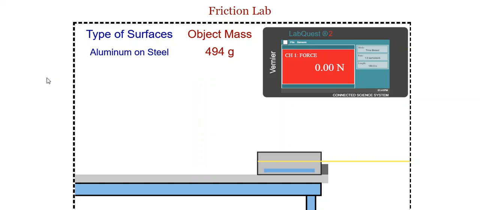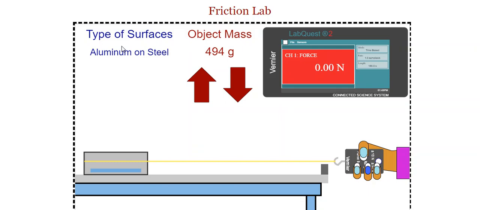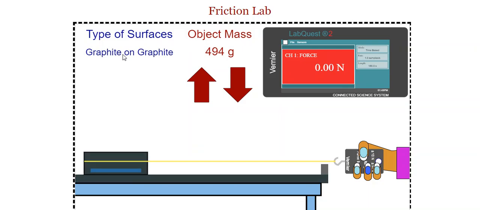Okay, students, I want to explain the simulation of lab number 3. In this case, we're going to study friction. In this simulation, we can change here the type of surfaces. For example, aluminum and steel. If you click, then you have glass on glass, and like that, you can change different surfaces.